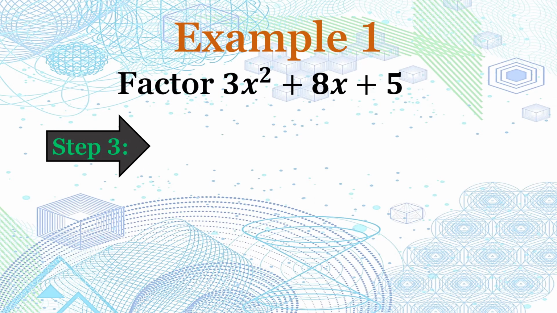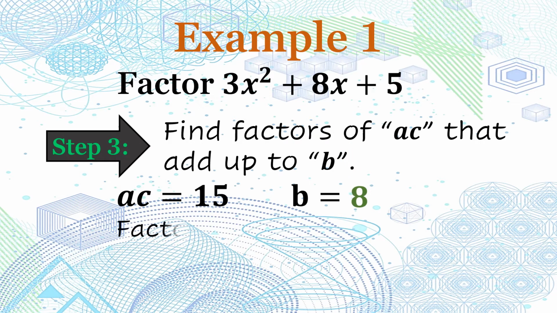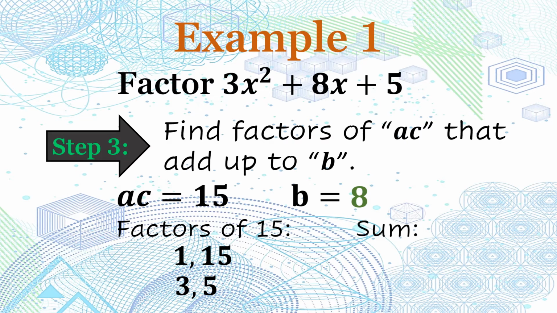Step 3, find factors of AC that add up to B. Again, AC is 15, B is 8. Now, let's list the factors of AC, which is 15. So we have 1 and 15, 3 and 5, since 1 times 15 is 15 and 3 times 5 is 15. Then, let's add each pair of factors. 1 plus 15 is 16, 3 plus 5 is 8. Therefore, the factors of AC that add up to B are 3 and 5.